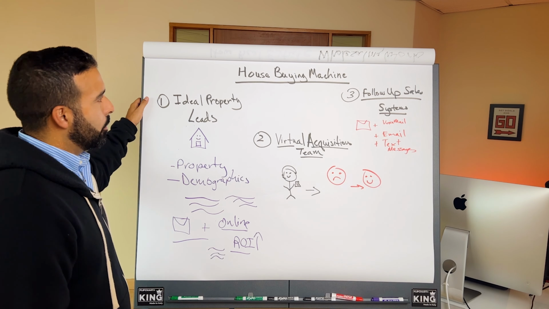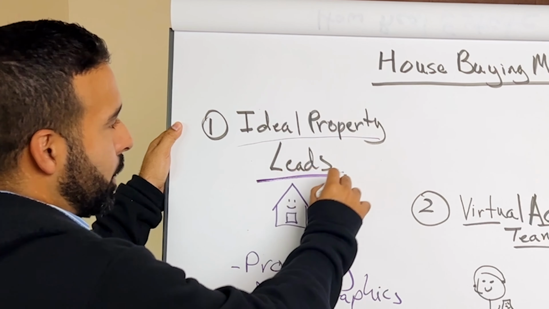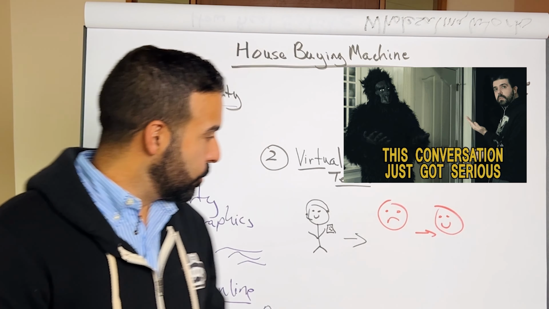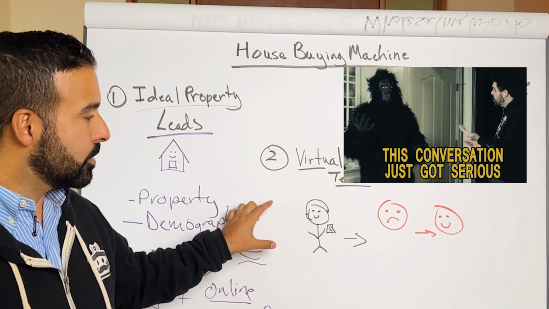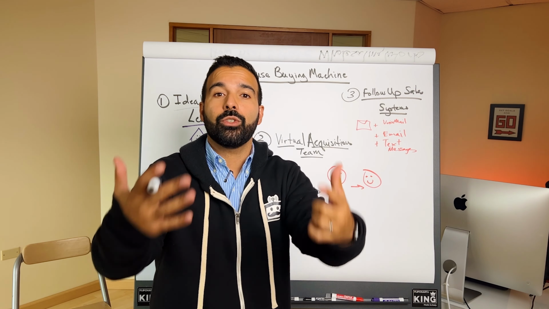So the first step to build your house buying machine is to actually have ideal property leads coming to you. It's a lot easier to have conversations and to be able to delegate conversations, which is the next step that we're going to be talking about, when you have motivated seller leads reaching out to you.